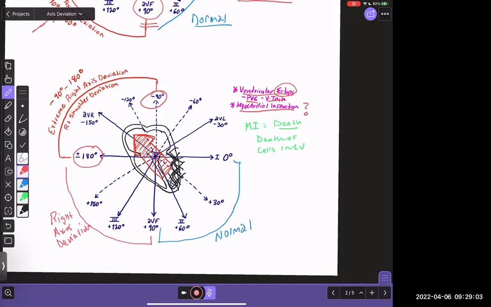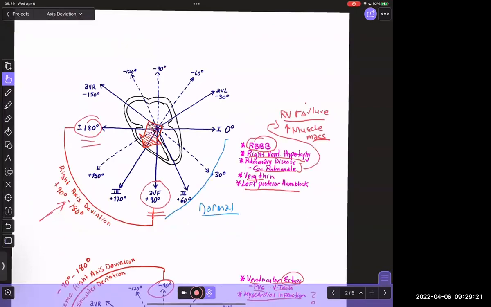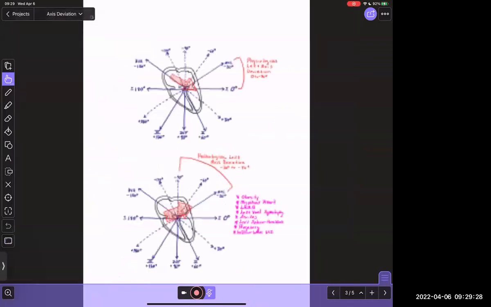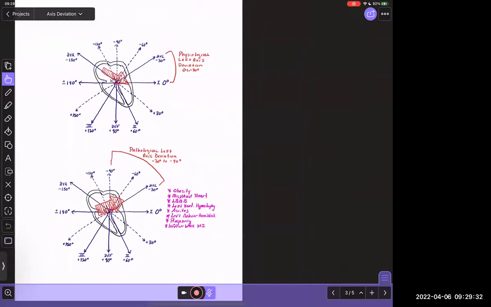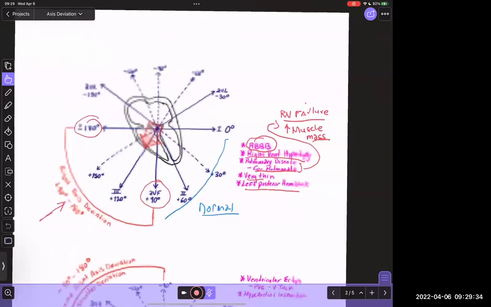And the same could happen on the right side. If you have death of the right ventricle, you can actually see a left axis deviation, a pretty severe left axis deviation, because the forces in the right side of the heart are no longer there to balance out the vector. And so the vector is pulled more to the left. Okay, does that make sense to everyone? All right, next.